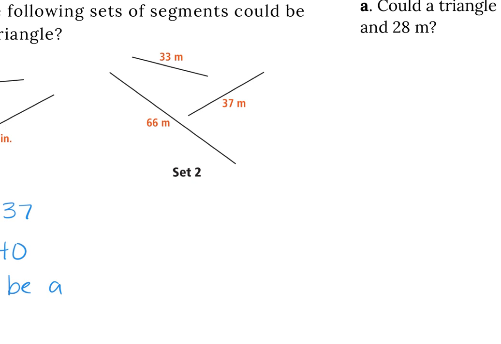Okay, let's do our second one. We're going to take the smaller 2 sides. That would equal 70. So this time 70 is larger than 66. So this can be a triangle.